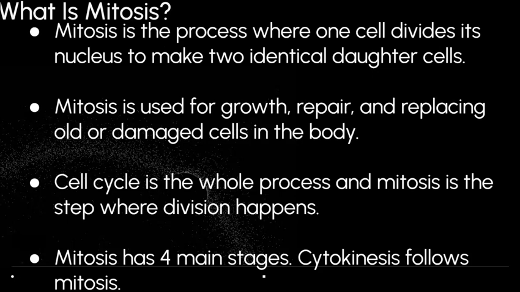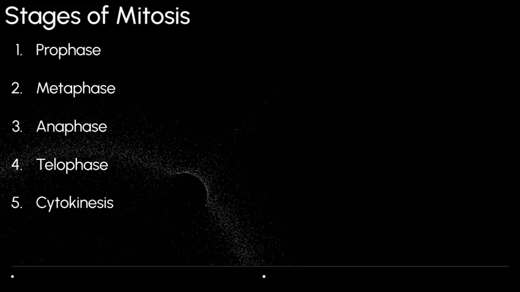We use it every day for growth, for repairing cuts, broken bones, and for replacing cells that just get too old to function. It is important to remember that while the cell cycle is the whole life of the cell, mitosis is the active step where the division happens. There are four main stages we will walk through today, followed by a process called cytokinesis. The four main stages of mitosis are prophase, metaphase, anaphase, telophase, all followed by cytokinesis.